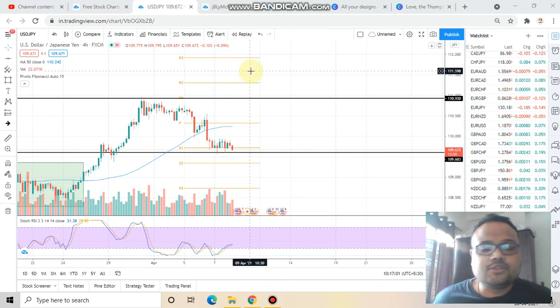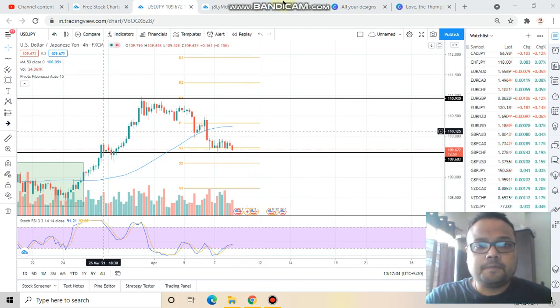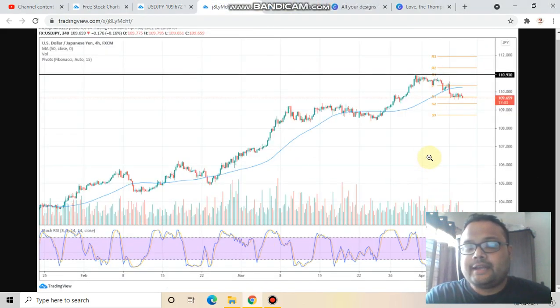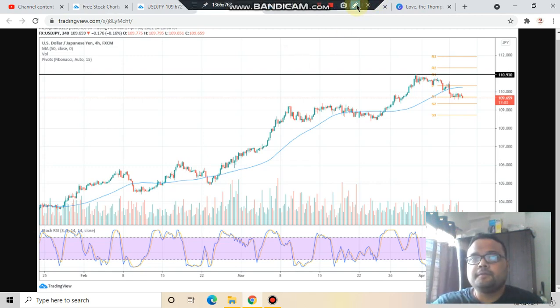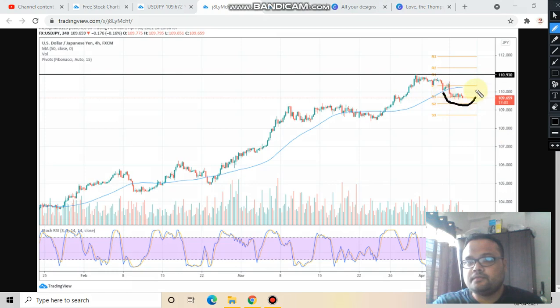So this is the chart of US dollar Japanese yen, and as we all know, right now market is trading below the 50 moving average. Market was in a beautiful uptrend. Just look at the chart. This is the chart for the last 1.5 months, and you can see that market was in a beautiful uptrend, but right now market is trading below the 50 moving average.